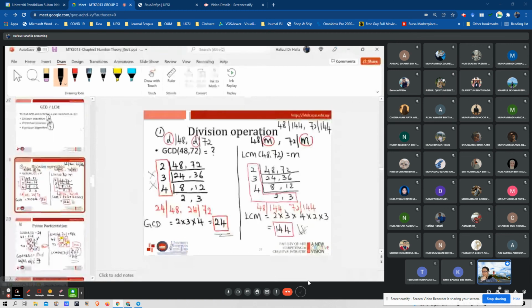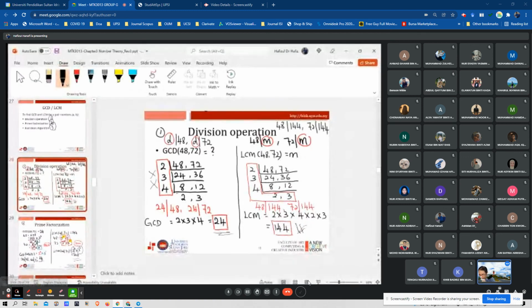Okay, for example, we have a division operation. GCD of 48 and 72. We list out for the division operation. 2 is a common factor. Then we have 3, then divide by 3 is a common factor. And then divide by 4. Okay, for the greatest, we multiply 2 multiplied by 3 multiplied by 4, and we get 24.